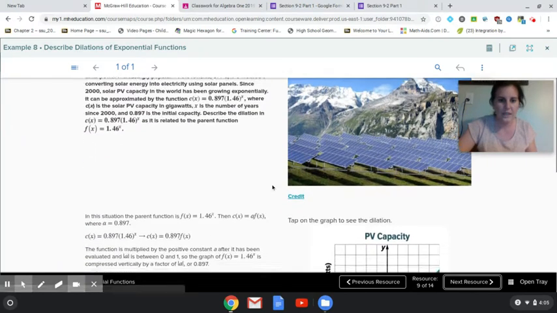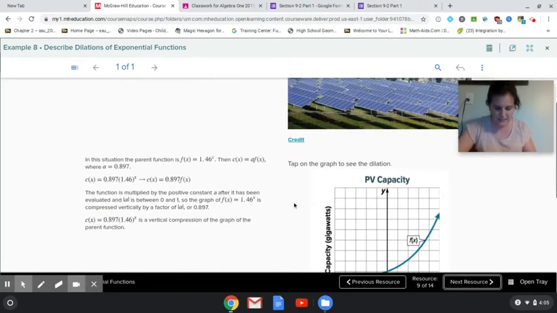So looking at this, we're going to fill in the blanks. It says the parent function f of x equals 1.46 raised to the x. Then c of x equals a times f of x, where a is equal to 0.897. Okay, so moving on down. C of x equals 0.897 times 1.46 raised to the x.